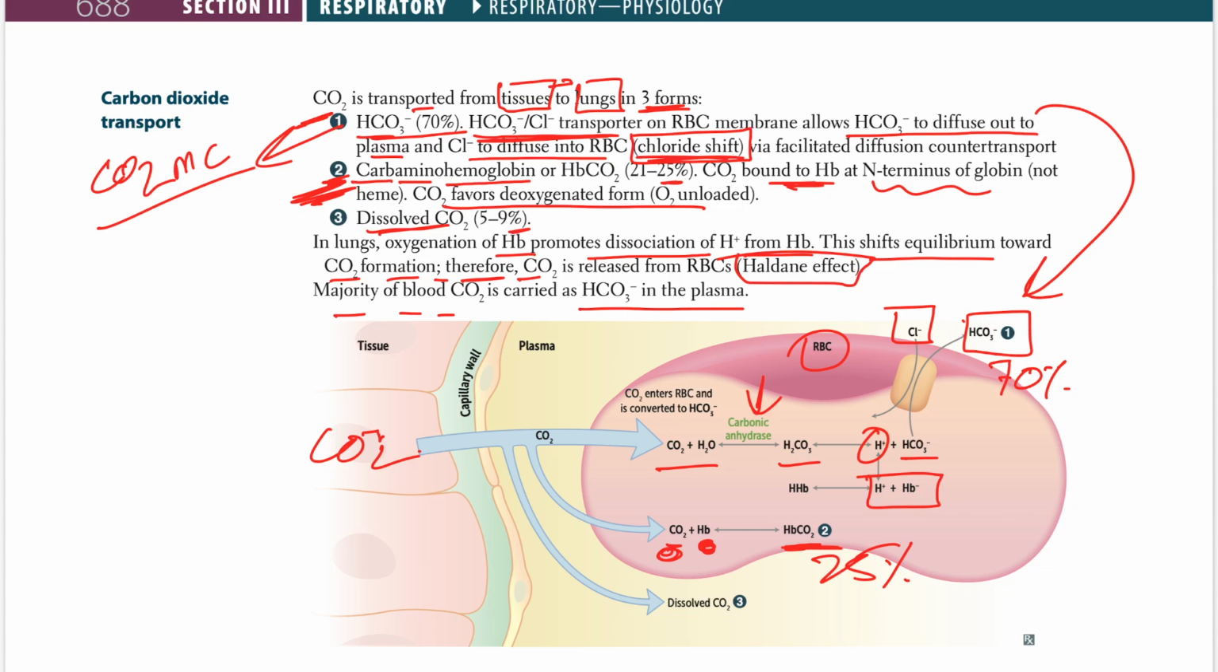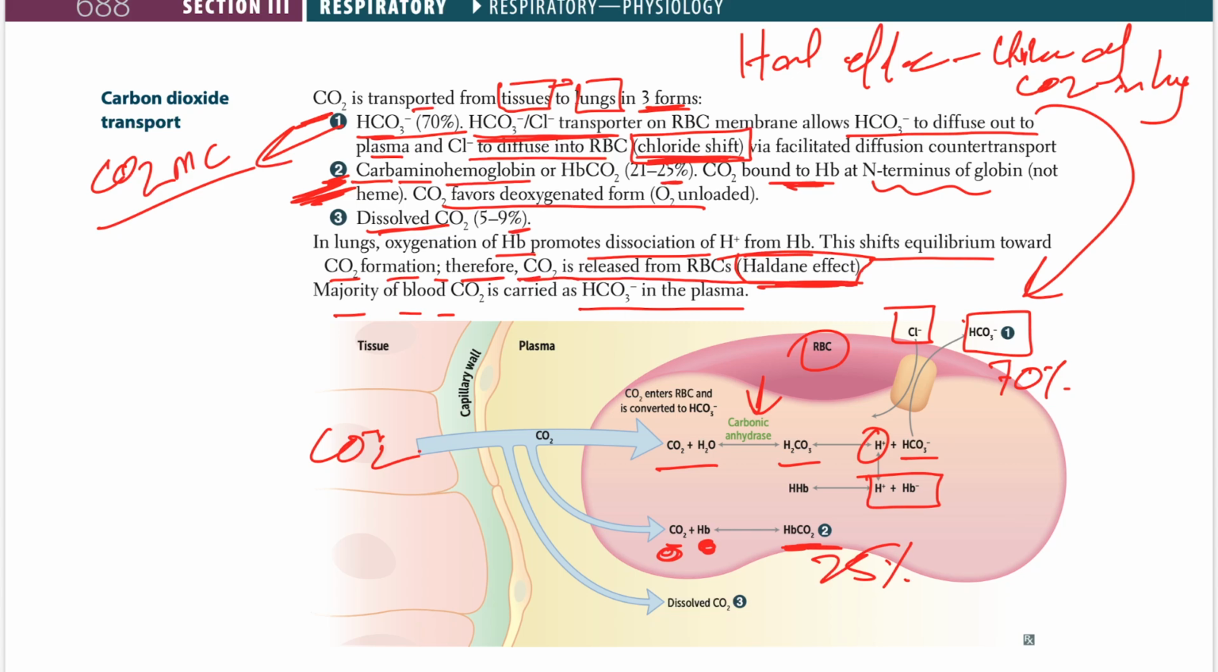Okay, and we talk about two very important things. Chloride shift is important. Haldane effect is important. So the way I think about Haldane is, the Haldane effect is for unloading of CO2 in the lungs. So basically, in other words, CO2 is released from the RBC in the lungs, right? That's the Haldane effect. So there is another effect known as the Bohr effect.